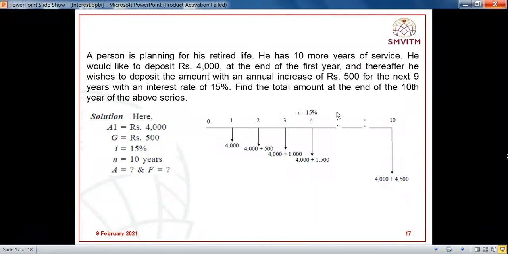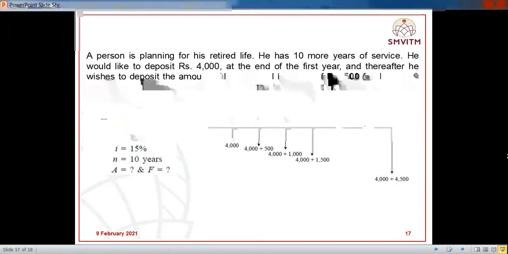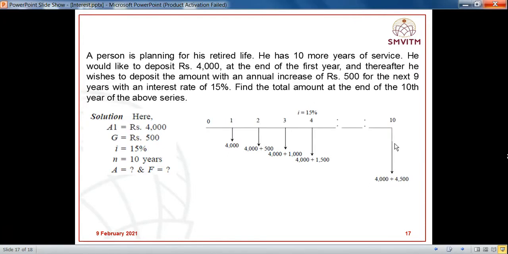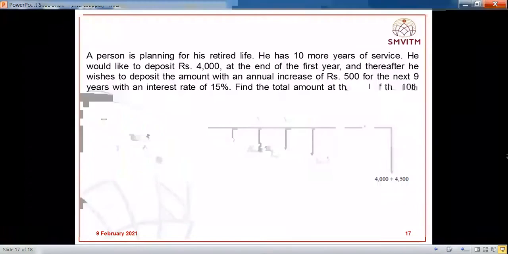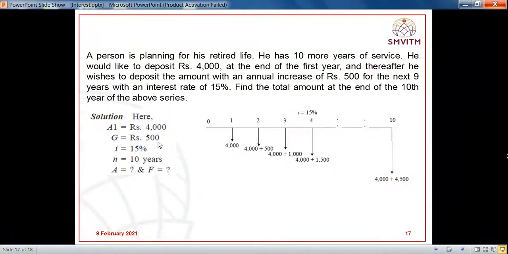At the end of the 10th year, what is the total amount? That is F, which you have to calculate. To calculate F, first you have to convert the gradient into the uniform series A, the annual amount. Then from the annual amount you can calculate the future value using the uniform series future value. So we need two equations. Here A1 is the initial payment, 4000 rupees. The gradient factor G is 500, the same increment every year. The interest is 15% and the number of years is 10.